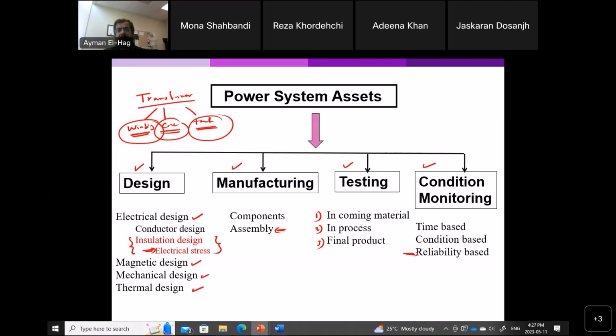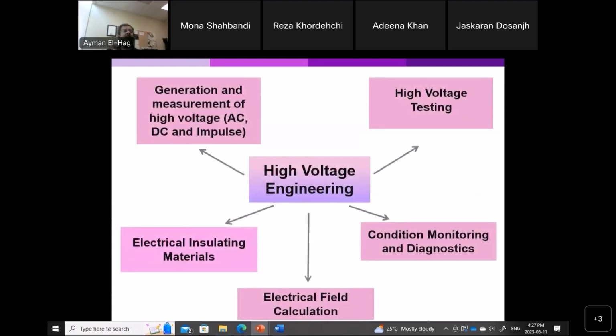Now, with this overview of the relationship between high voltage and different aspects of the assets, let's go now and see what the sub areas in high voltage engineering are. In high voltage engineering, you will see people with different backgrounds. You will see electrical engineers, you will see physicists, chemists, and sometimes even mathematicians.